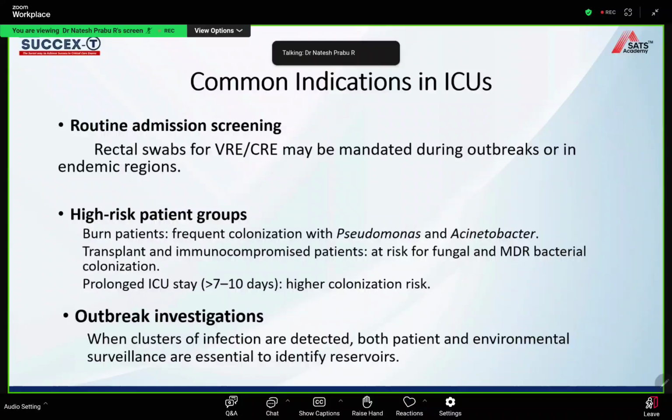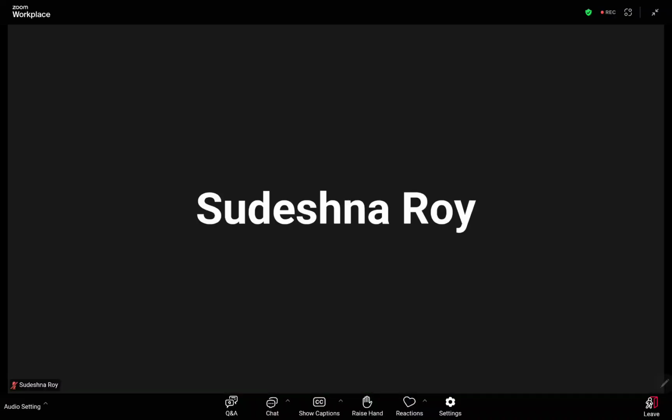Coming on to methodology and sampling sites. Patient sites like nasal swabs can be sampled for MRSA, and rectal or perianal swabs.